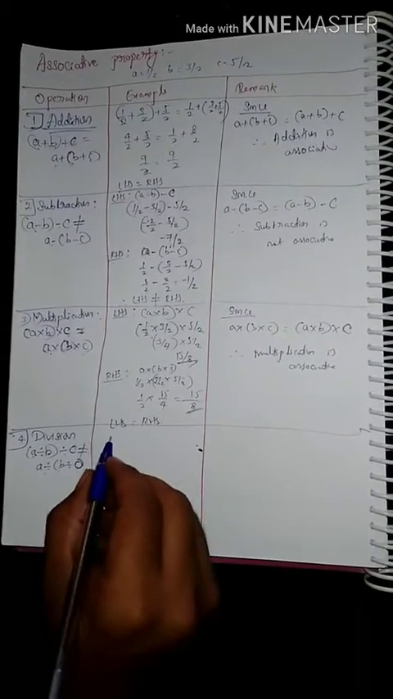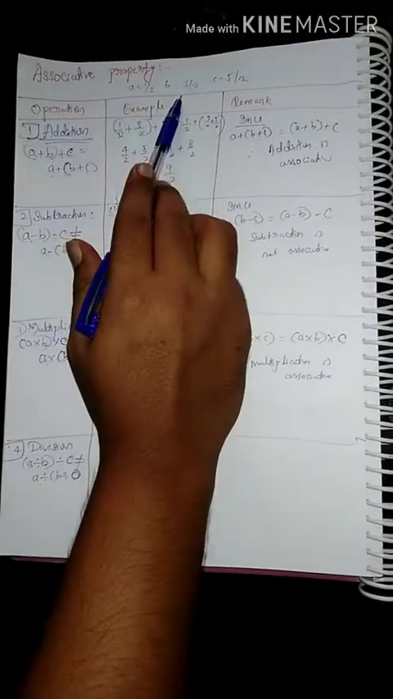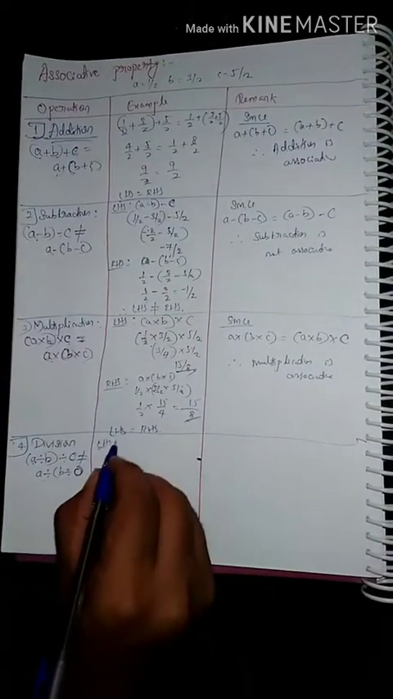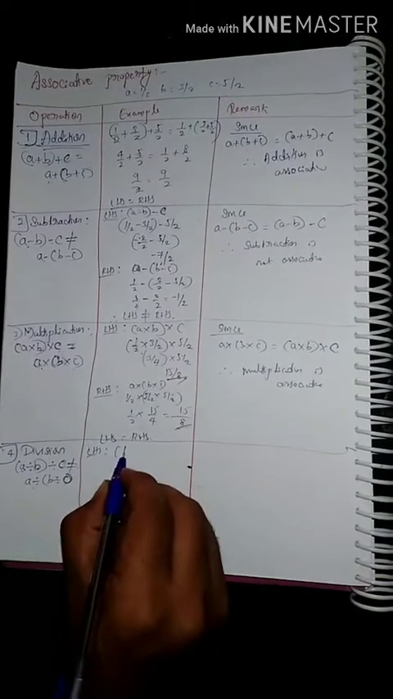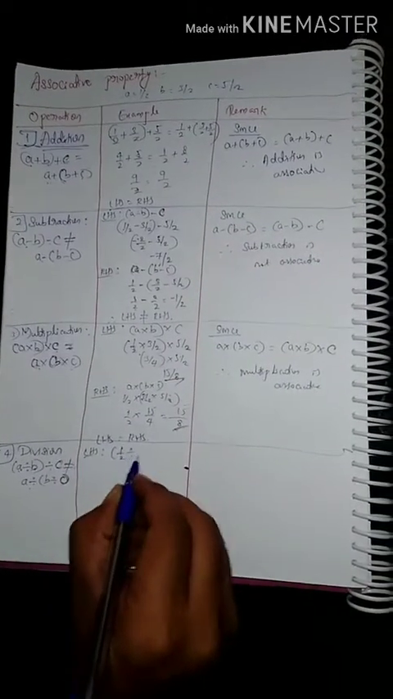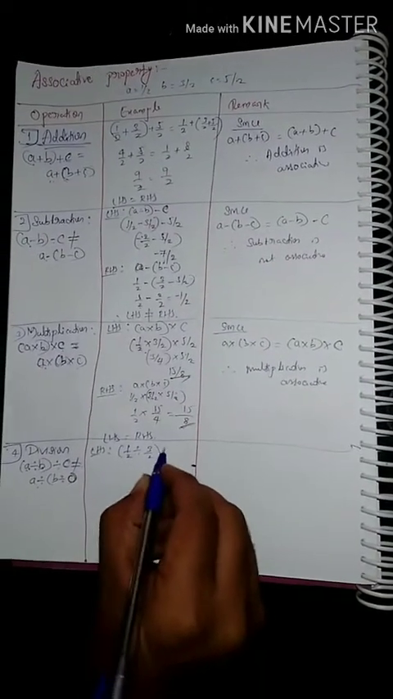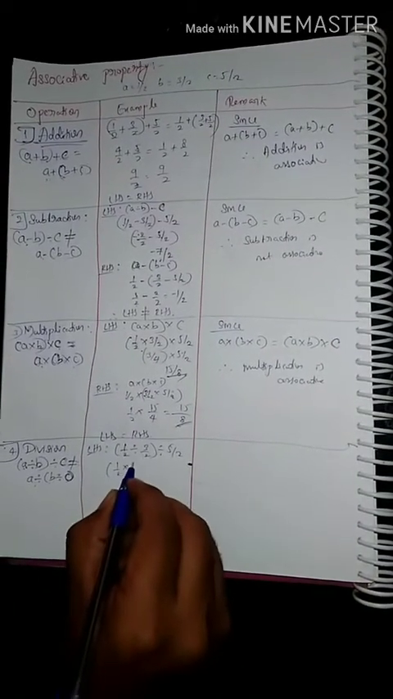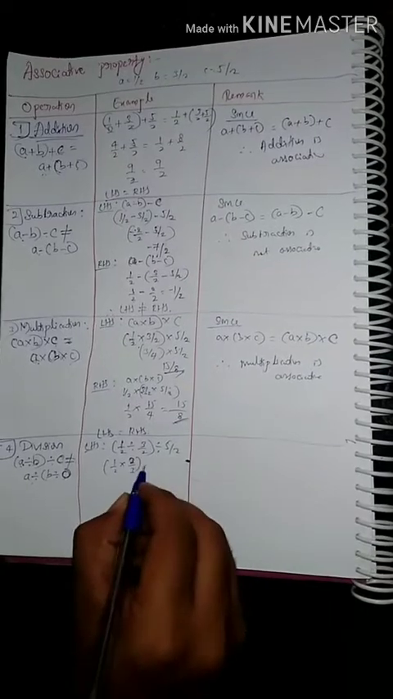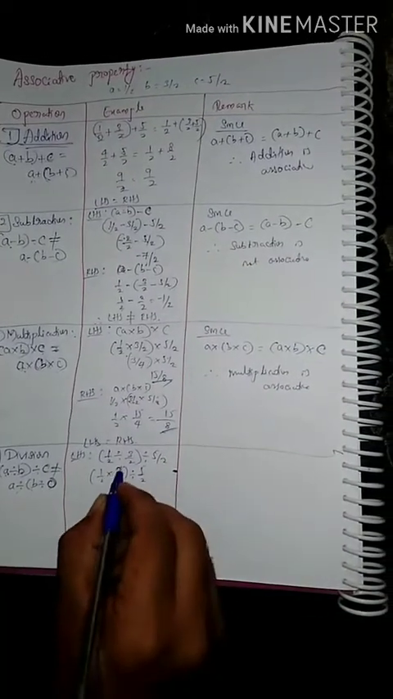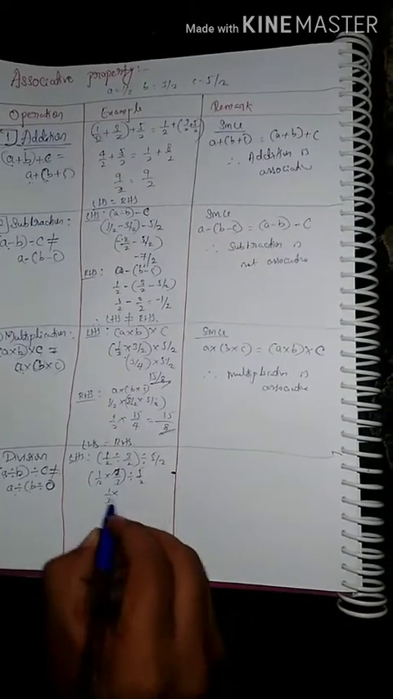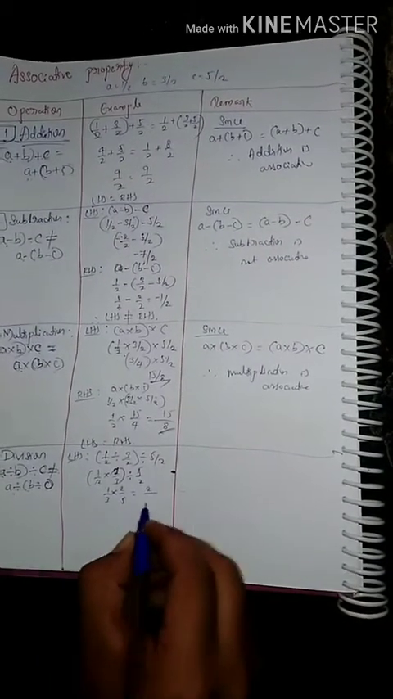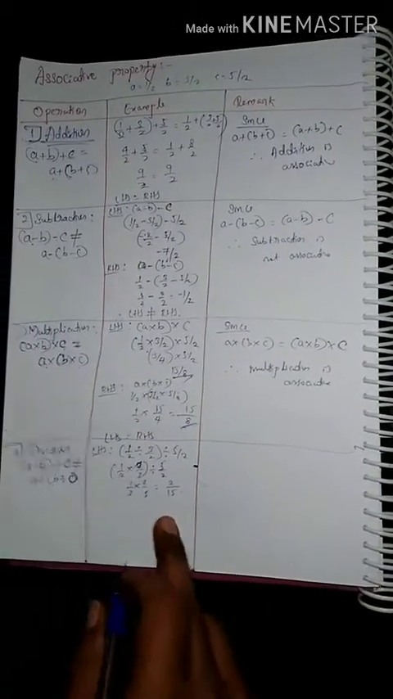Let us take the example A is equal to 1 by 2, B is equal to 3 by 2 and C is equal to 5 by 2. So LHS is 1 by 2 divided by 3 by 2 divided by 5 by 2. So 1 by 2 into 2 by 3 divided by 5 by 2. The 2s get cancelled, 1 by 3. 1 by 3 into 2 by 5 is equal to 2 1s are 2, 3 5s are 15. So LHS is 2 by 15.